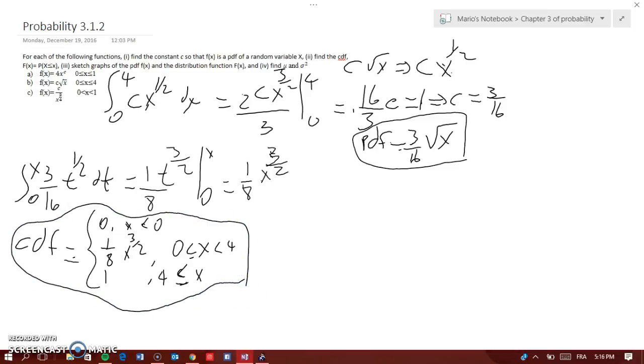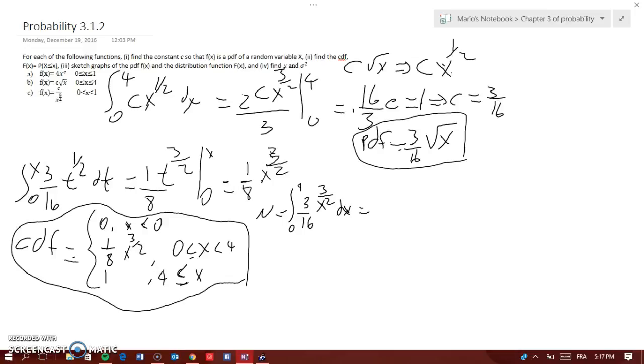Now we need to find mu and sigma squared. Mu is the integral of x times f of x. So you have from 0 to 4, x times f of x, where we know that f of x is 3 over 16 times x to the power of 1/2. But x to the power half times x is equal to x to the power of 3 halves, and that would be dx.